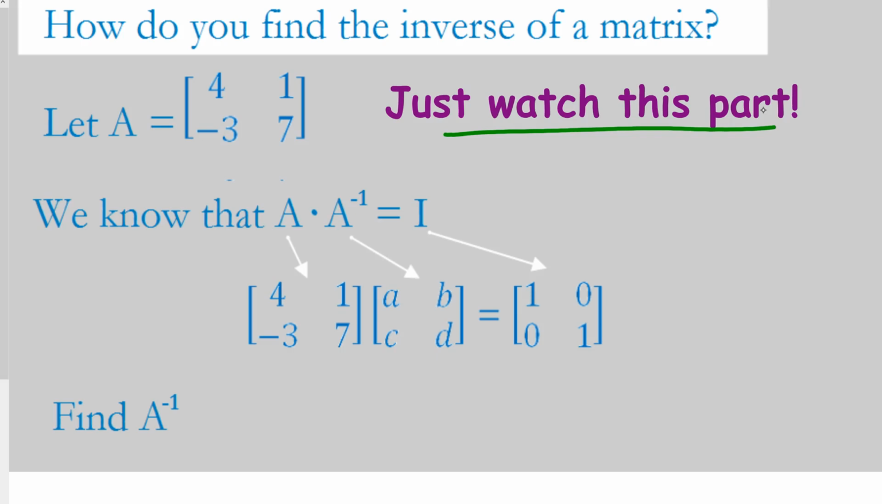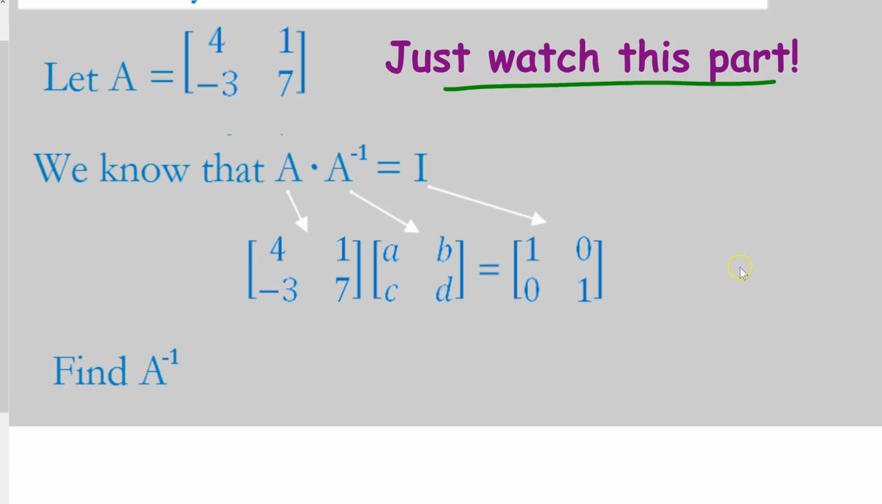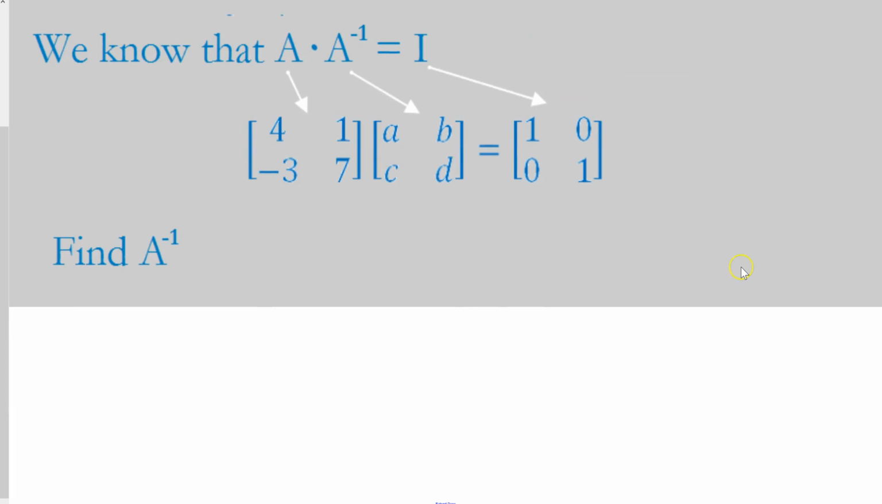The question is, what's the inverse? Well, because I don't know yet, I'm actually going to use systems of equations to figure out the values of A, B, C, and D, like algebraic methods. So if I multiply the first row and the first column, I should get a 1. So that means I have 4A plus C equals 1.